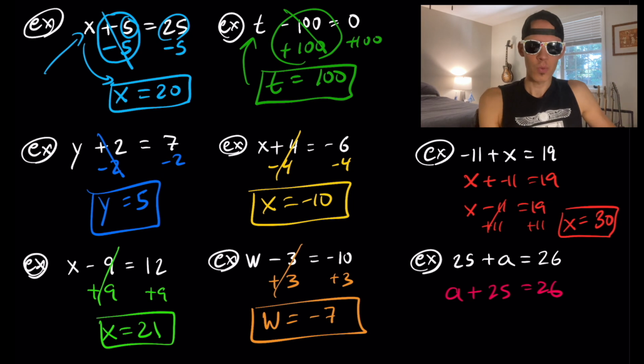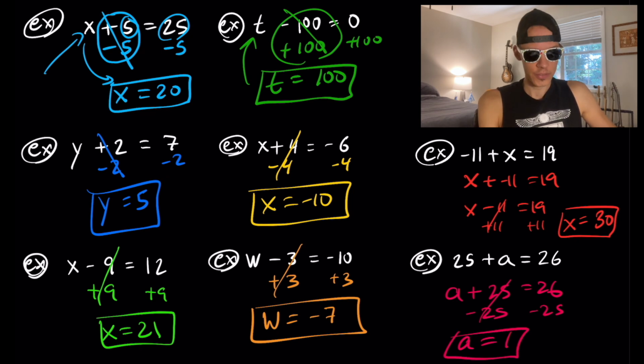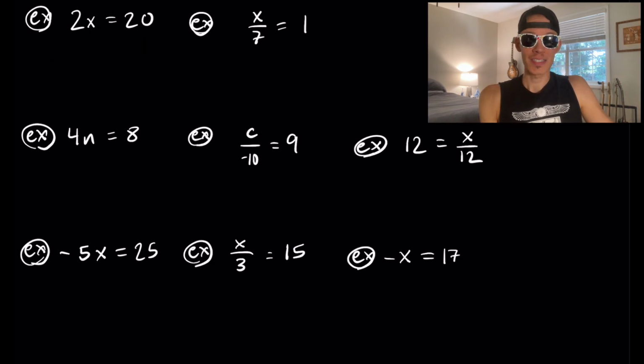So I might ask myself, what number plus 25 is 26? I know it's 1. So when I do my subtraction here, when I undo what's being done to the variable, I know I should get 1 as an answer. If I don't, I did something wrong. But 26 minus 25 is 1. So that looks good. All right, next up, 2x equals 20.